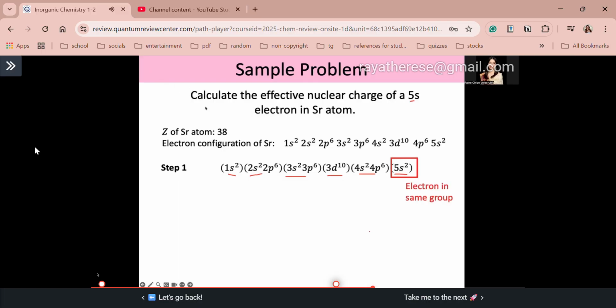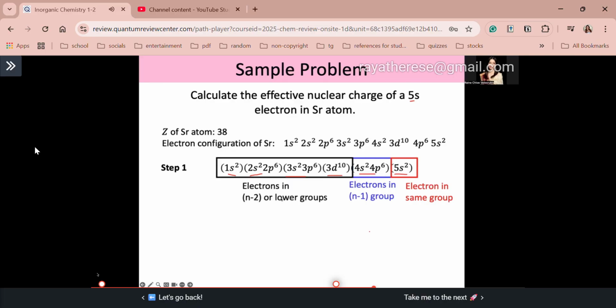Now, may effect din sa shielding constant ang electrons in n-1 group. Since n is equal to 5, then n-1 is equal to 4. So 4s2, 4p6, sila yung electrons in n-1 group. And the rest of the electrons here, sila naman yung electrons in n-2 or lower groups. Guys, itong black na nakabox, itong blue na nakabox, and itong red na nakabox, may iba silang contributions to the shielding constant.